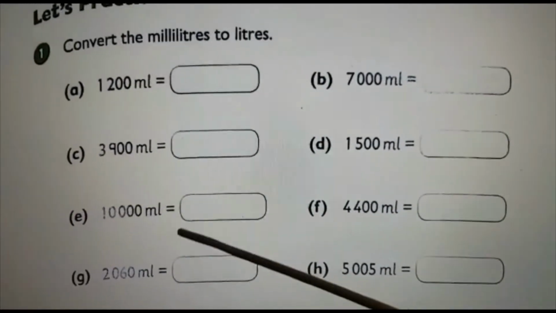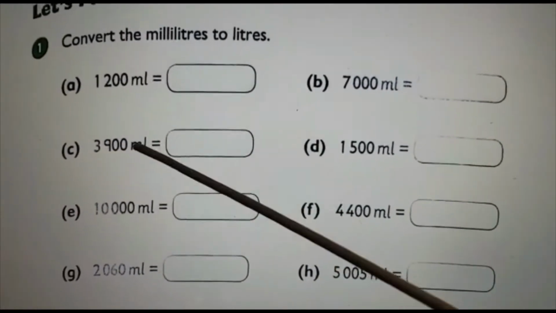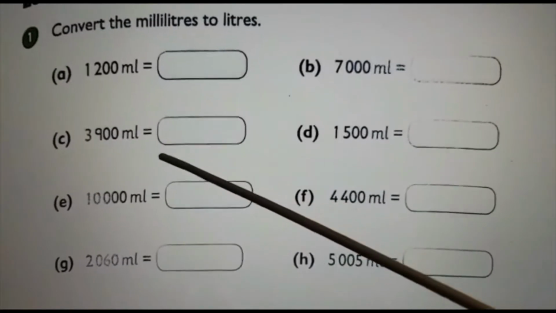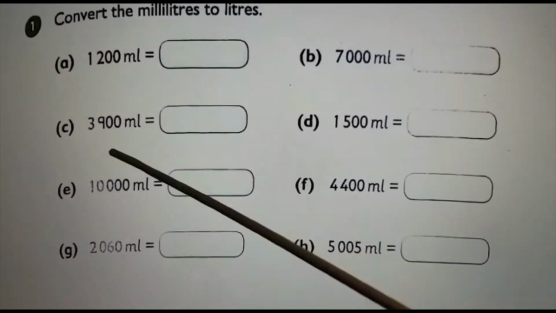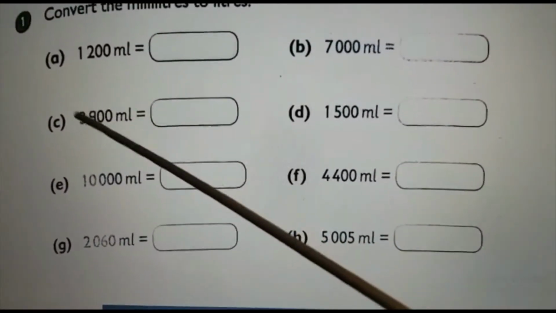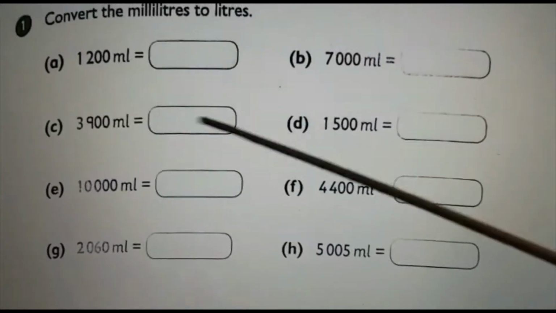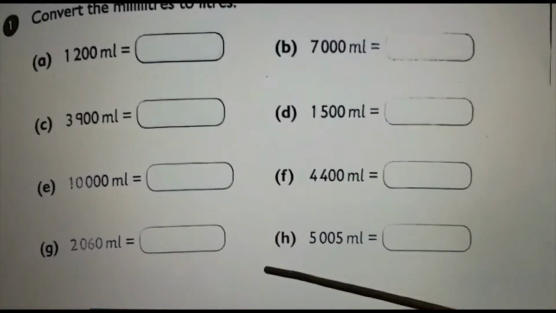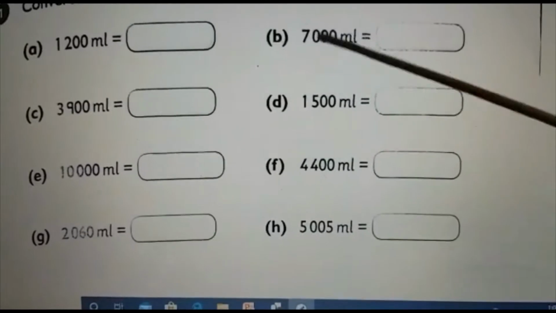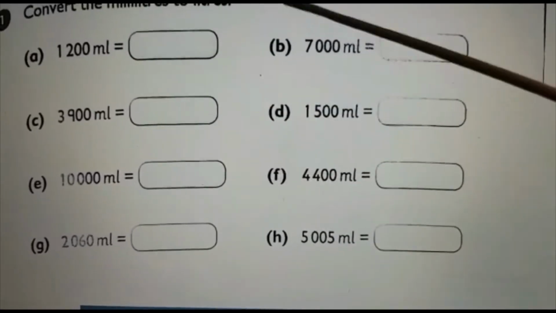Coming to the third question, 3900 milliliter. So 3900 divided by 1000. Okay. So just 3 more points we will move. 1, 2, 3. So it becomes 3.9 liter. Same way you do all these questions. Okay. It's all conversion from milliliter to liter.